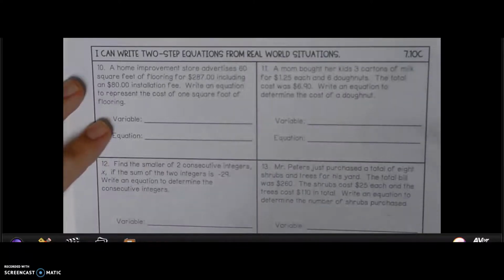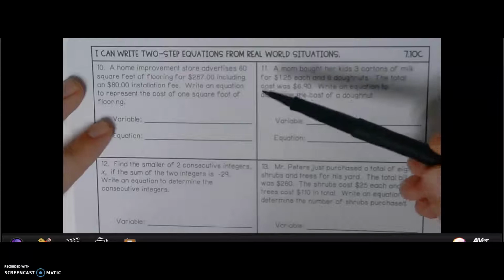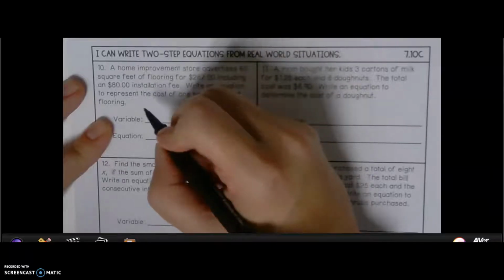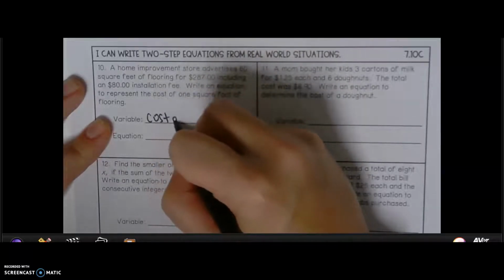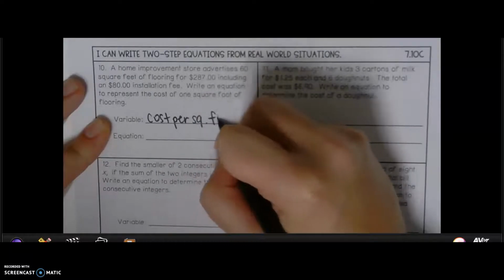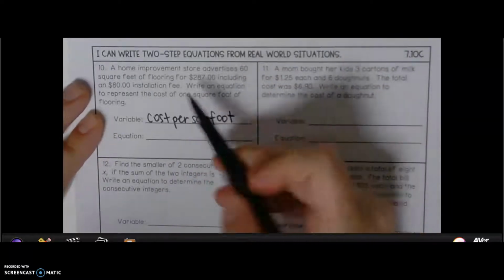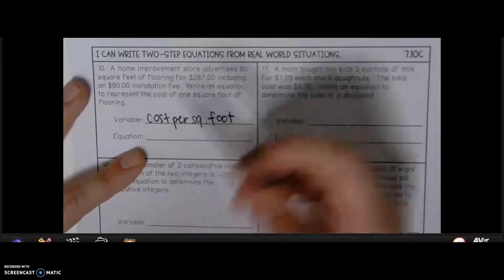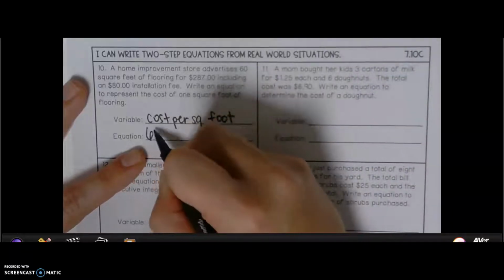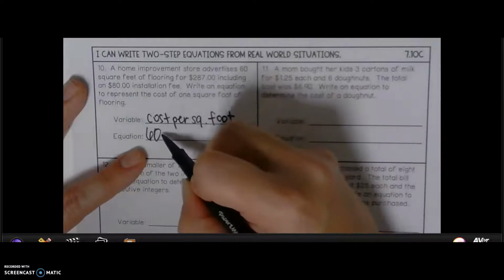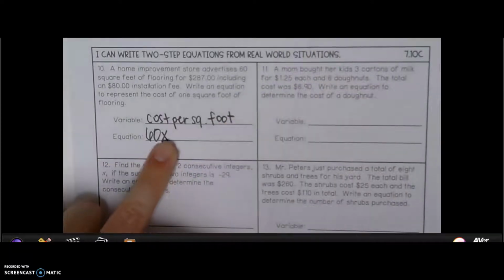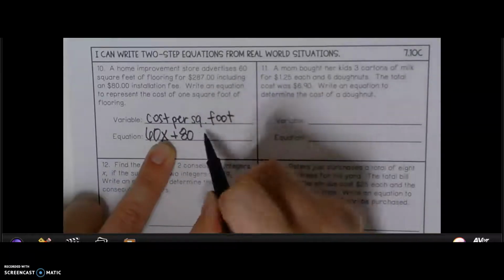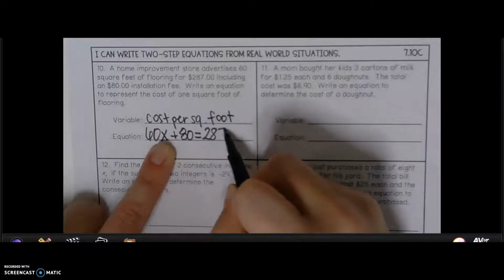Okay, so the first thing we need to do is identify the variable that we're solving for, and it tells us to write an equation to represent the cost of 1 square foot of flooring. So you can write the cost per square foot. That's our variable. Okay, and then let's talk about what we know. Well, a home improvement store advertises 60 square feet of flooring for $287, including an $80 installation fee. So 60 square feet. We're not sure how much those square feet cost, so that's our X, that's our variable, plus the $80 installation fee equals $287.